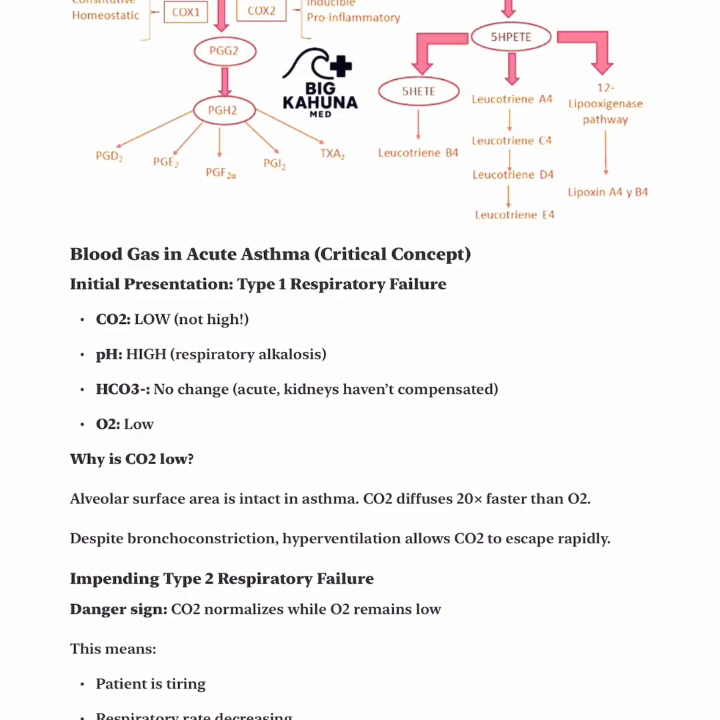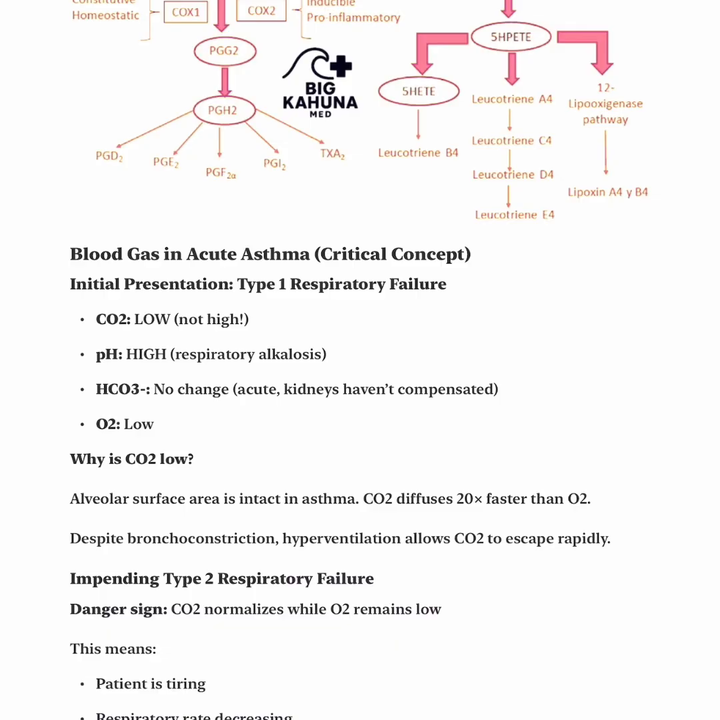Now, you might be asking, why is CO2 low? The answer is because the alveolar surface area is intact in asthma. CO2 diffuses 20 times faster than oxygen. So despite bronchoconstriction, hyperventilation allows CO2 to escape rapidly. And when you hyperventilate, you're blowing off all that CO2. Therefore, it'll be low.